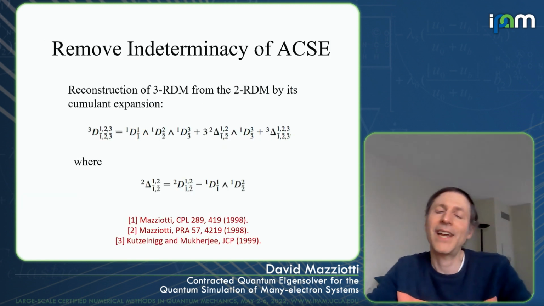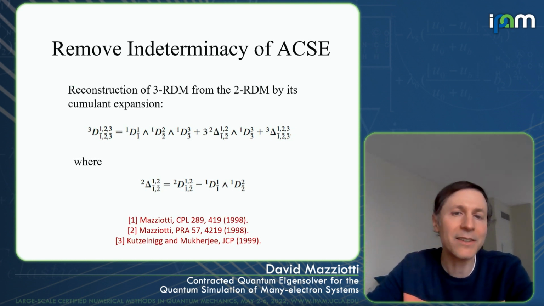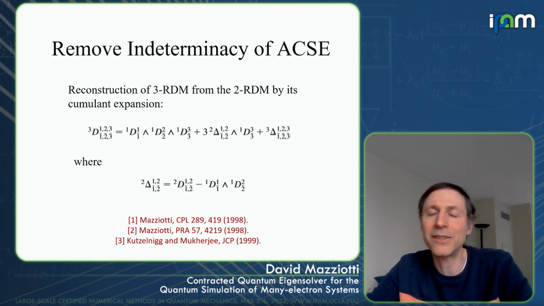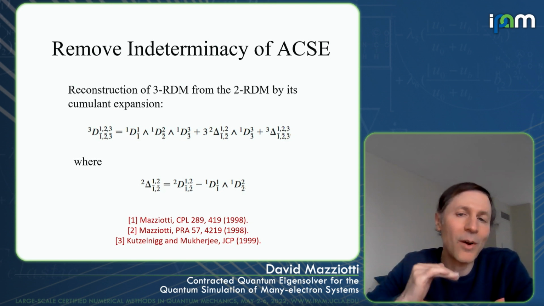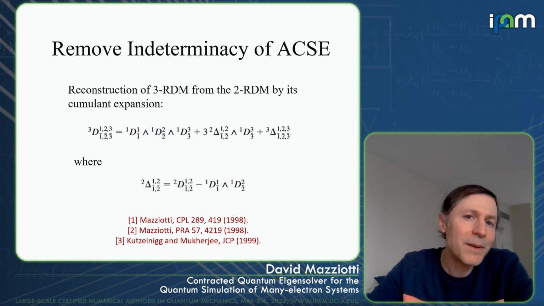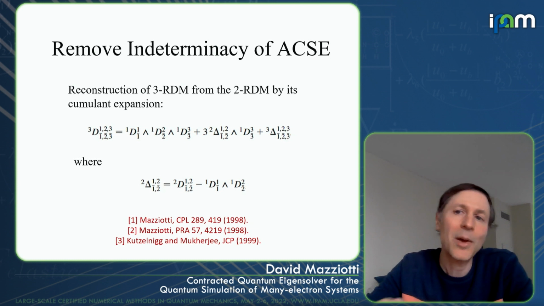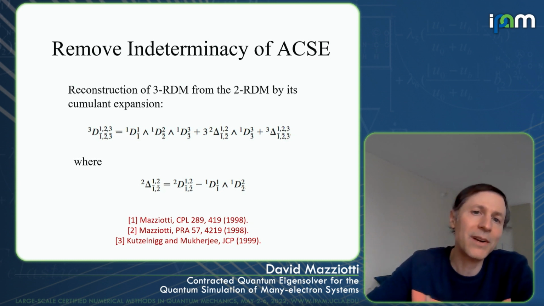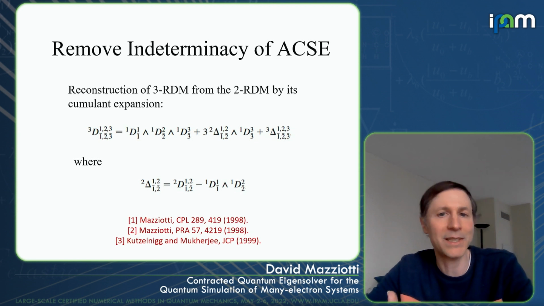Okay, so before we get to quantum computing, we can perform a solution to the ACSE on the classical computer, and this was developed over a decade ago by researchers in our group and other groups. The basic idea is that one needs a way of removing the indeterminacy of the ACSE. It's indeterminate because the equation depends not just on the two-electron reduced density matrix, but also on the three-electron reduced density matrix. So one approach is to try to reconstruct the 3-RDM from the 2-RDM by a cumulant expansion.